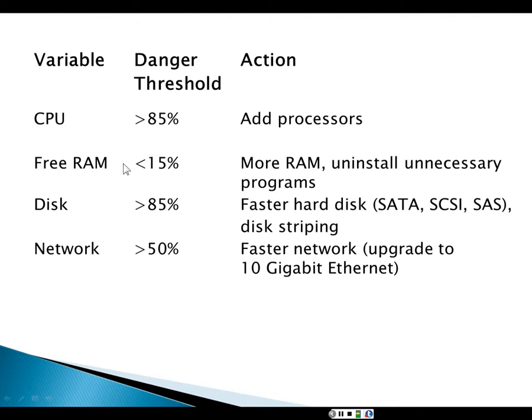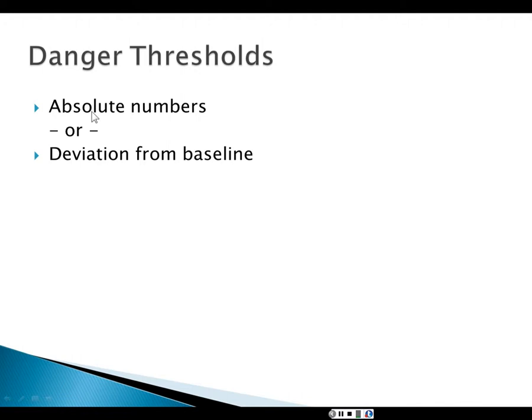If the free RAM for a virtual machine is less than 15%, then we should allocate more RAM to that virtual machine. If we find that disk utilization is greater than 85%, then we should get a faster hard disk or implement disk striping. And if we see that network utilization is greater than 50%, then we might want to upgrade our networking technology from 1 gigabit per second to 10 gig Ethernet.